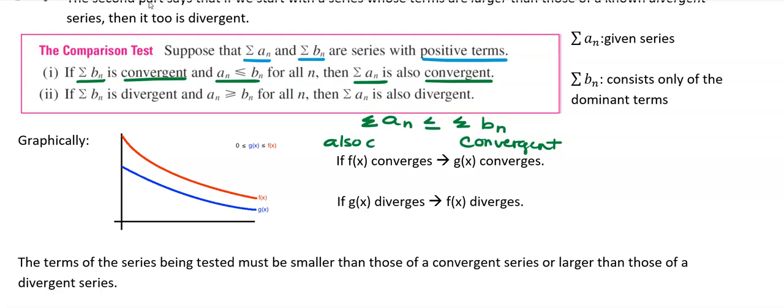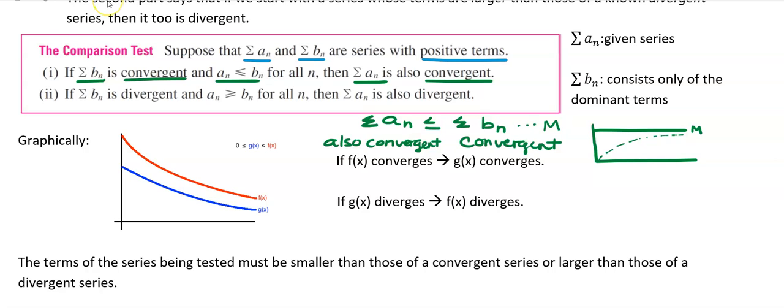And the reason is, if you kind of think of it, like b sub n converges to some number, say m, okay? So here's m, this is the value. Here's our series. It too is going to be bounded by that value m. It can't be any larger than that, so it would have to be convergent as well.